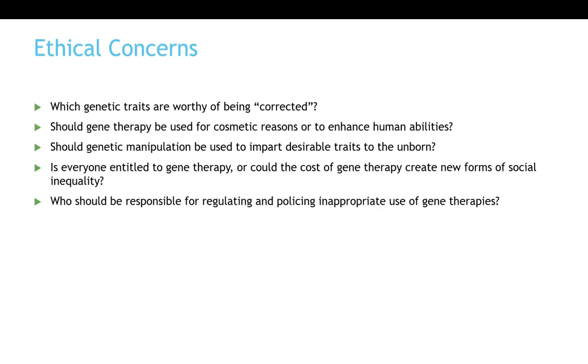Is everyone entitled to gene therapy, or could the cost of gene therapy create new forms of social inequality? Imagine that people who are rich have access to it, but people who don't have those economic capabilities may not have access to that technique. So it's not fair to society. And also, who should be responsible for regulating and policing inappropriate use of gene therapies? We have to make sure we have strong regulations and policies for using gene therapy too.